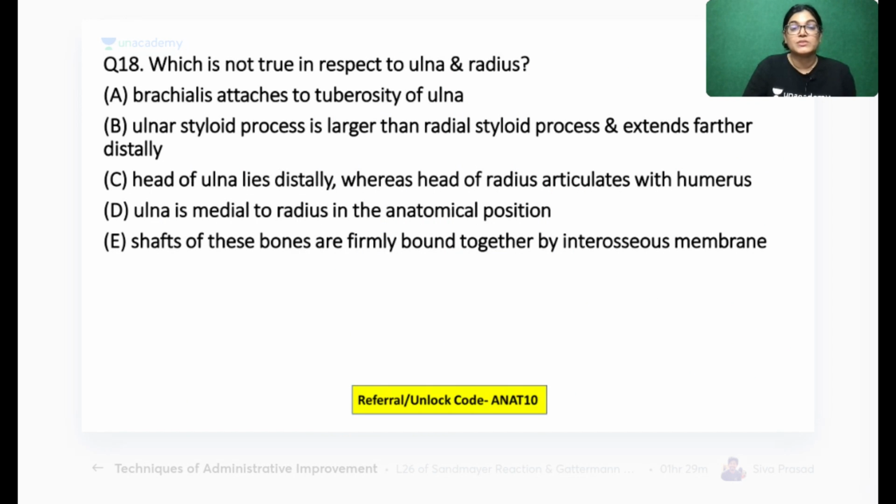Which of the following statements is not correct with respect to ulna and radius? Brachialis muscle is attached to the tuberosity of ulna. Ulnar styloid process is larger than the radial styloid process and extends further distally. The head of the ulna lies distally, whereas the head of radius articulates with the humerus bone. Ulna is medial to the radius in the anatomical position. Shafts of these bones are firmly bound together by the interosseous membrane. Question number 18, five options are there. You have to tell me which is not true with respect to ulna and radius.